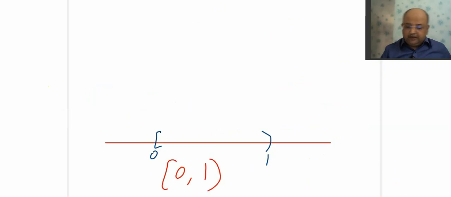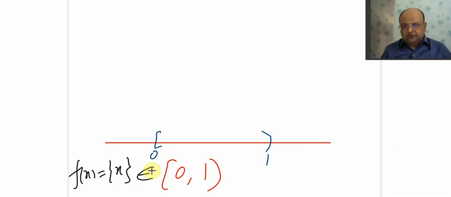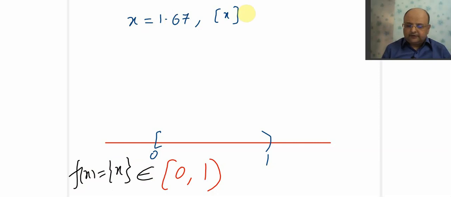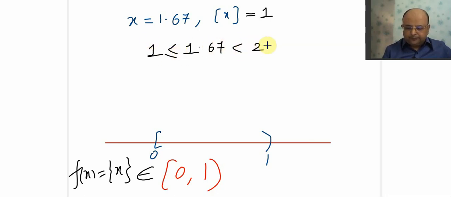And well, I can give you the exact proof. Ready? What is the exact proof that f of x, which is the fraction part of x, always belongs to the closed open interval 0 to 1? I ask you something and you will have to tell me. Suppose your x is 1.67. What is box x? You will say, sir, it is easy, it is 1. Yes, that is what I want. Can I say that your 1.67 lies between 1 and 2? Yes, obviously.